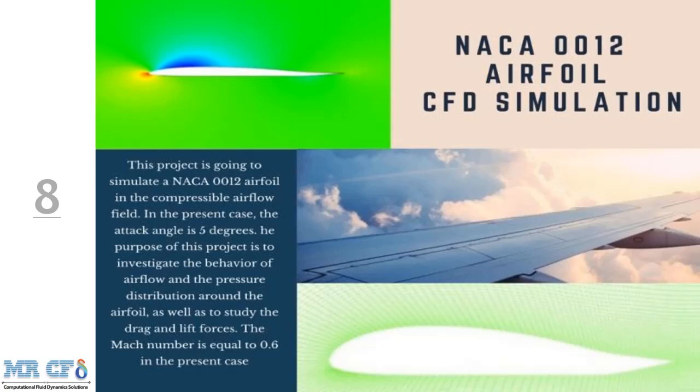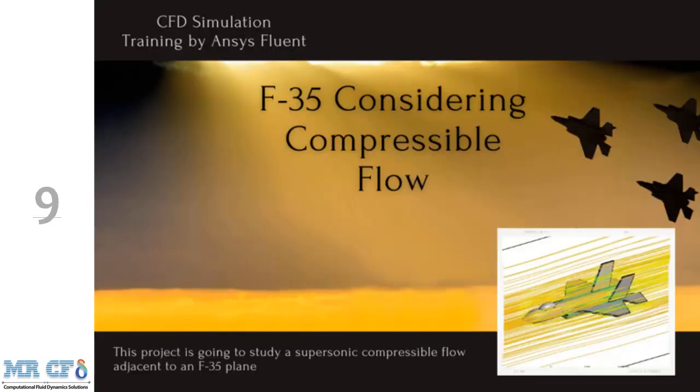The direction of the airflow into the airfoil body is determined by the angle of attack, the angle between the chord and the horizontal direction of the airflow velocity. Training number 9 will study a supersonic compressible flow adjacent to an F-35 plane. The geometry is a 20-meter F-35 inside a 150-meter wind tunnel. The air is considered a compressible ideal gas, and the Mach number of 2 was achieved.